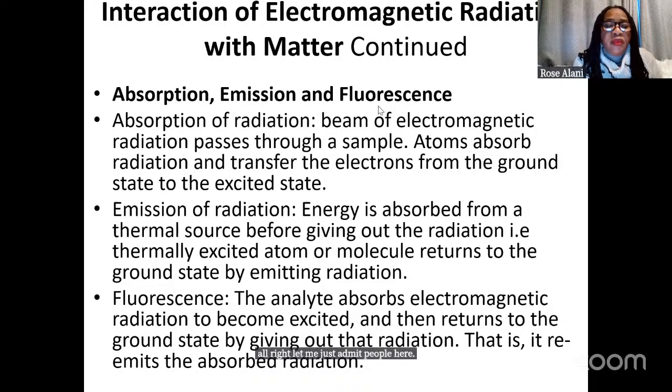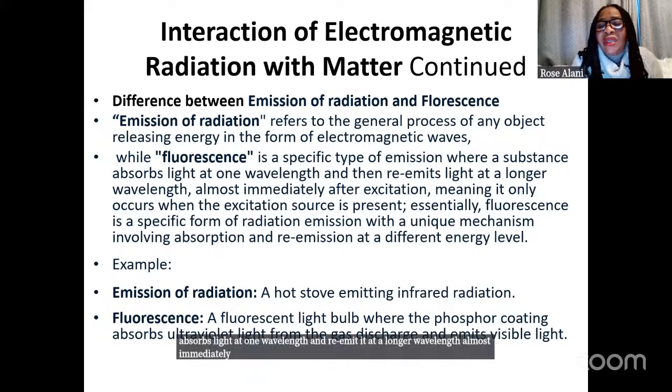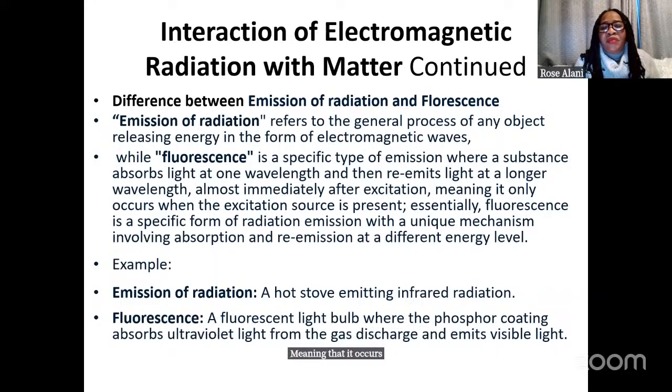Okay. So let's see what's the difference. Emission of radiation refers to the general process of any releasing of energy in the form of electromagnetic waves, whereas fluorescence is a specific type of emission where a substance absorbs light at one wavelength and then re-emits it at a longer wavelength almost immediately after the excitation, meaning that it occurs when the excitation source is present.